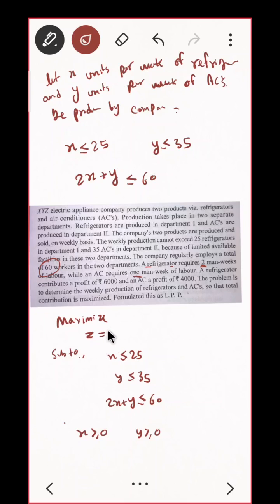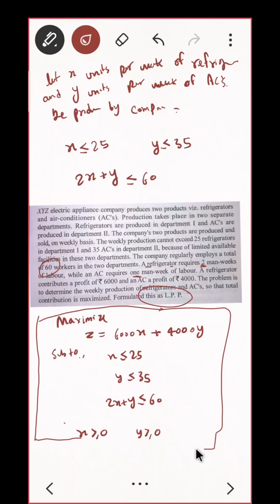What will be the z? Z is your profit. For a refrigerator 6000, for an AC 4000. So it will be 6000 into x, that is the number of refrigerators, plus 4000 into y. Do you get that? So this is your LPP. This is what you have to formulate in the question. Do you understand that?